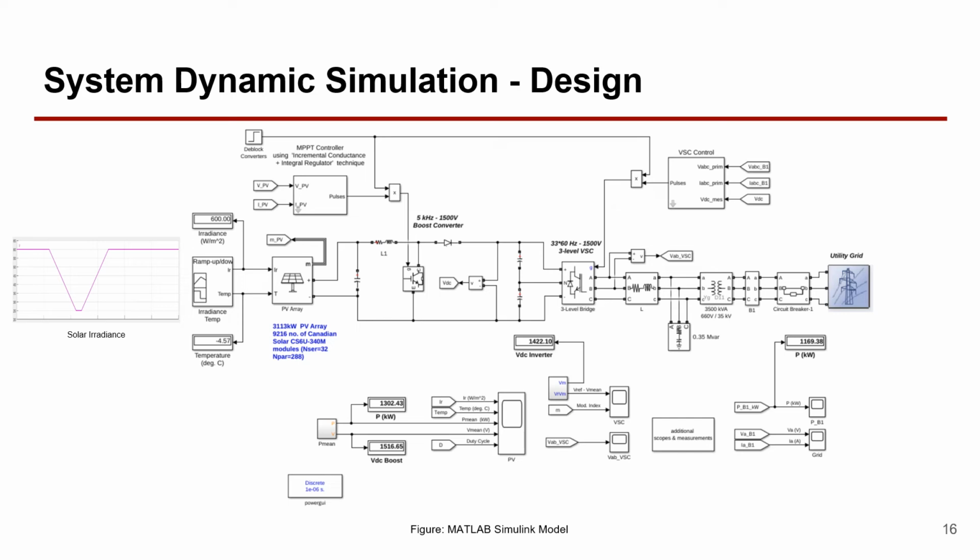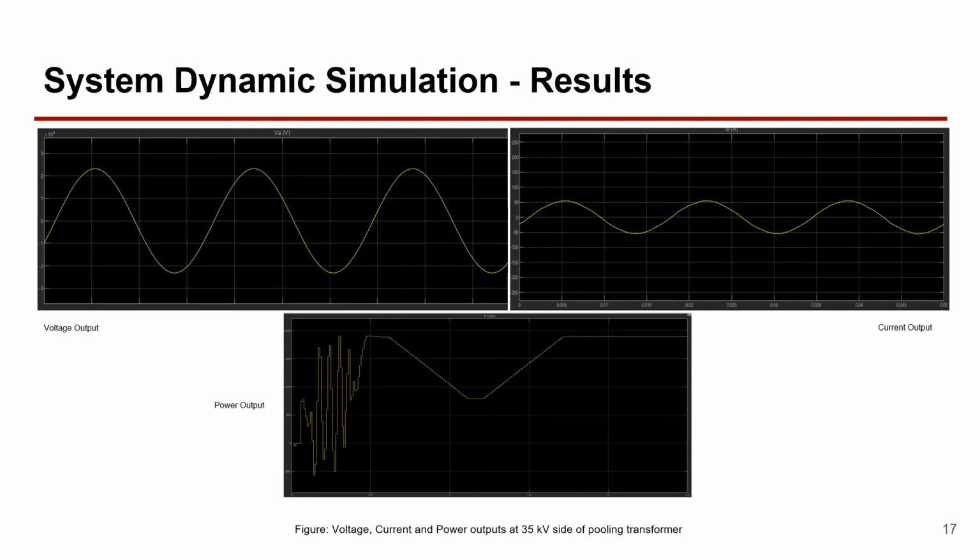In this simulation, which runs for 2.5 seconds, the solar irradiance varies between 600 to 250 watts per meter square. These graphs show the output voltage, current, and power at the 35 kV side of the pooling transformer. You'll notice how the power output drops at around 0.7 seconds with the fall in input solar irradiance and then rises again. Toward the end of the 2.5 second simulation, the power exported on the 35 kV side of the pooling transformer is stabilized at 1,945 kilowatts.